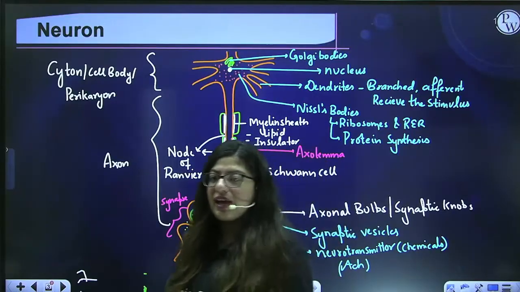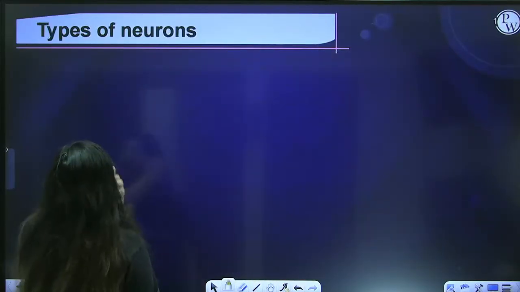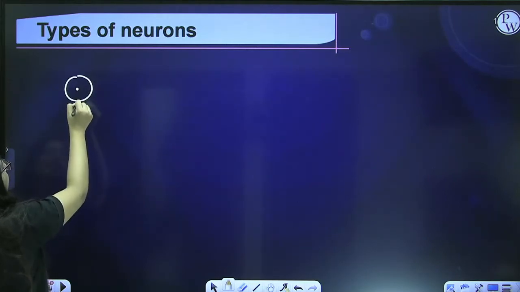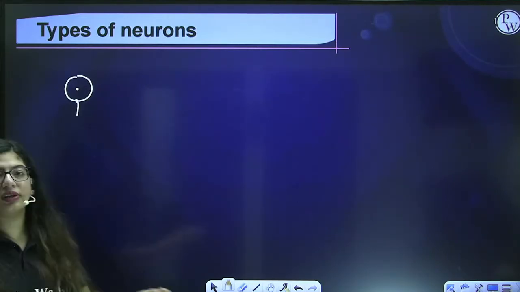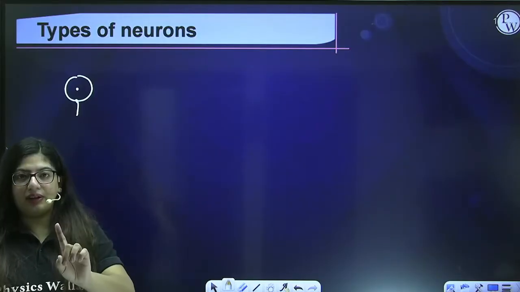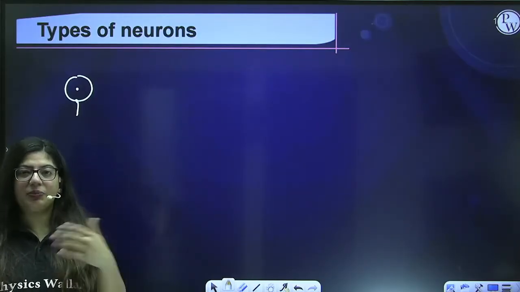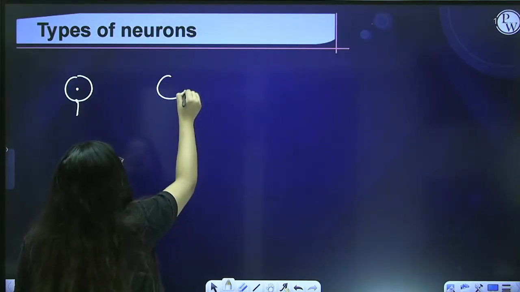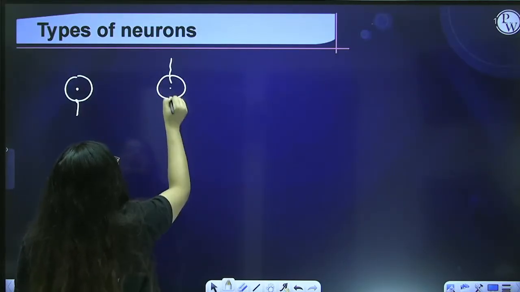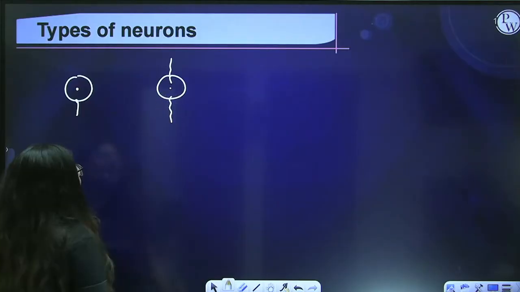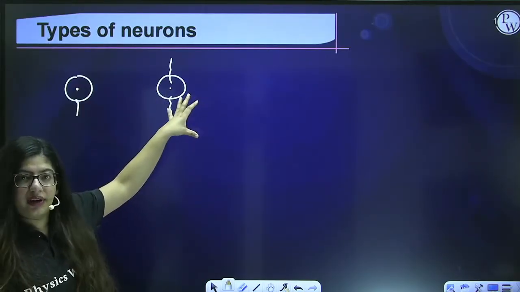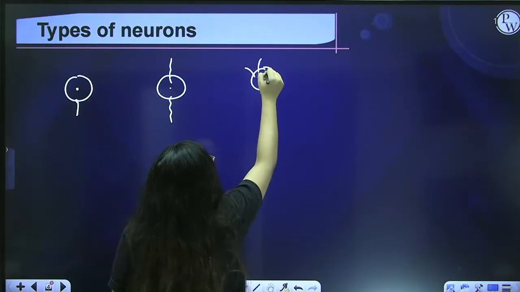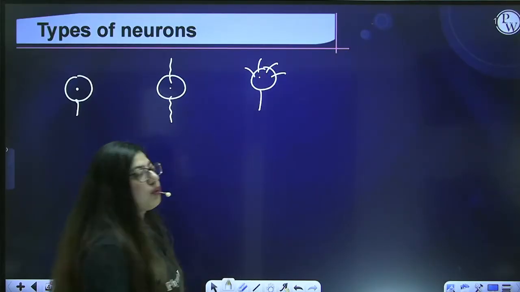For example, if I have a neuron with this cyton and only one axon and no dendrite, it has only one polarity. Dendrite and axon together make it bipolar, right? In the case of bipolar, if this is the cyton, this is a dendrite and this is the axon, so it has two poles. So it is bipolar. And a neuron with a lot of dendrites and one axon is called multipolar.